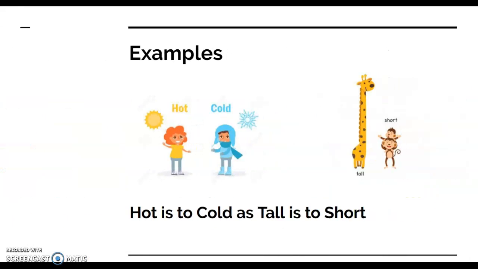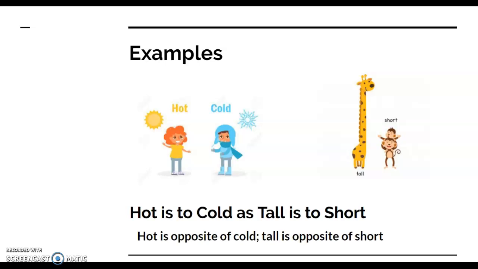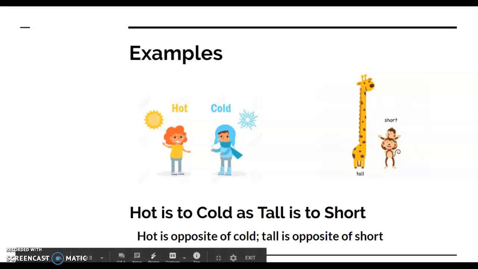Hot is to cold as tall is to short. Let's think about it for a moment. I'll give you a second to think. What is the relationship there? Think about hot and cold and think about tall and short. That's right. Hot is opposite of cold and tall is opposite of short. So that's the relationship we're looking for here, things that are opposite of each other.